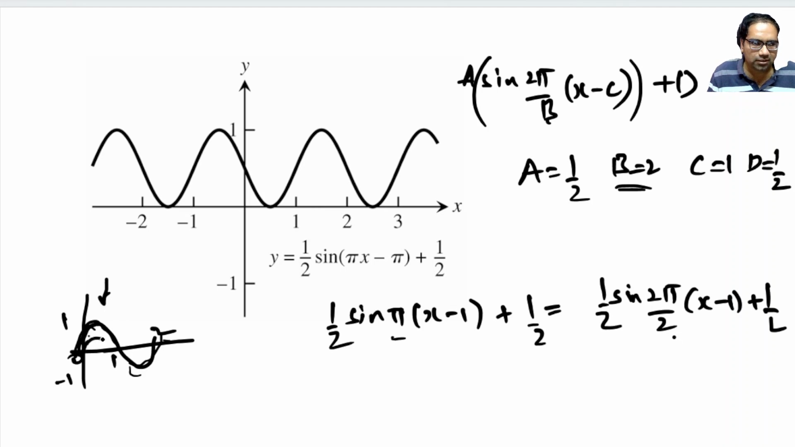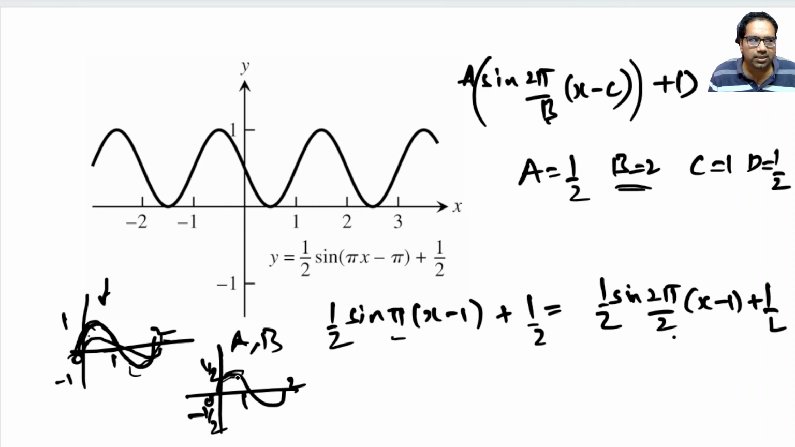So that means the graph is actually like this somewhere. Okay, the graph is like this: 0, and this is 1, this is 2, and this is half, and this is minus half. Okay, the highest point is half, not 1, because it is compressed half. So we are considering A comma B here.